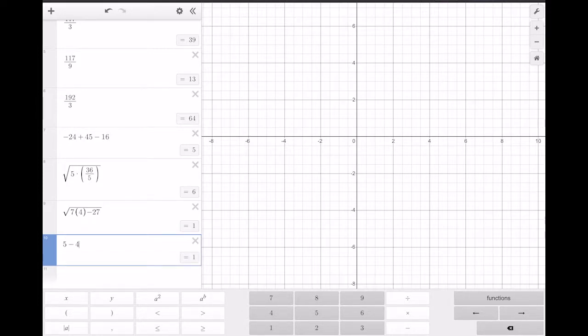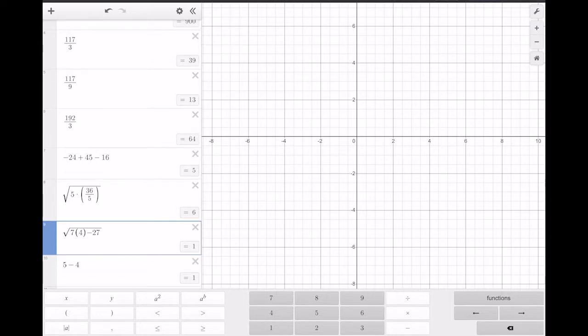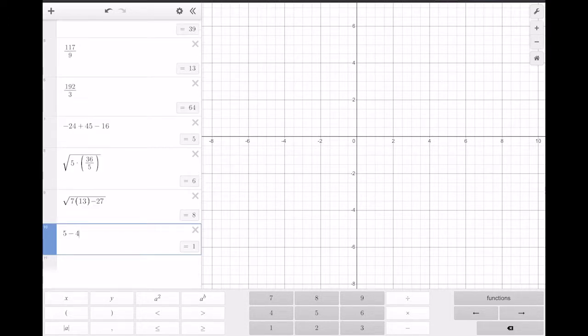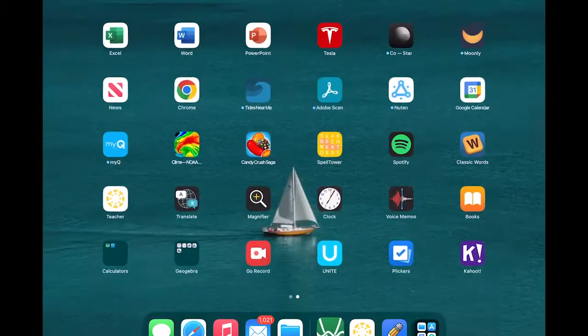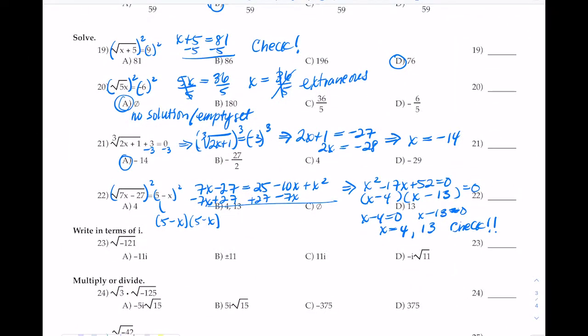The other answer I got was 13. So I'm going to change these 4s to 13s and see if I get the same answer. I got an 8, so I need to make sure I get an 8 here, changing the 4 to a 13. And I don't. I get a negative 8. That means that both sides are not equal. That would produce a false statement. So that means that 13 is extraneous. The only answer is 4. So the answer for number 22 is letter A only.